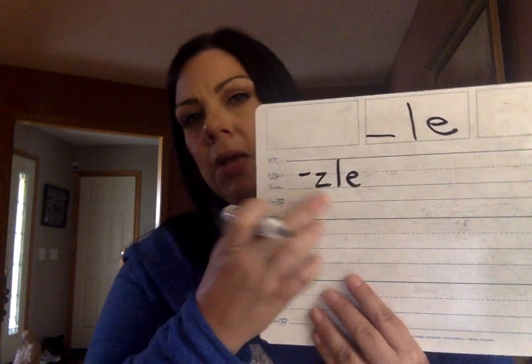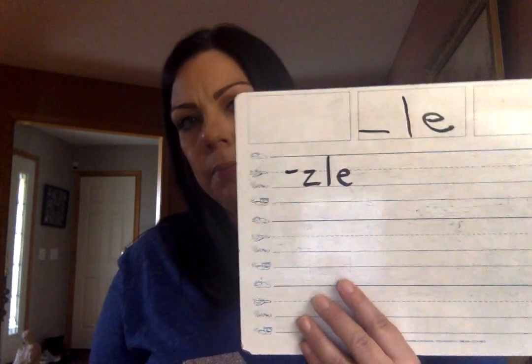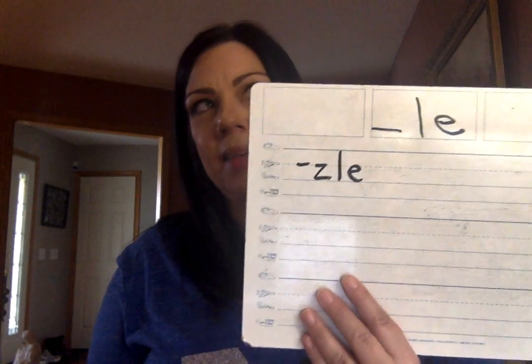Okay, let's try another one. Now, what we have are a lot of different endings and blends. So I want you, in your head, to think of one that might end with a Z. So I'm going to show you what I mean. What kind of word can you think of that might end with this Z sound at the end in its second syllable? Okay?